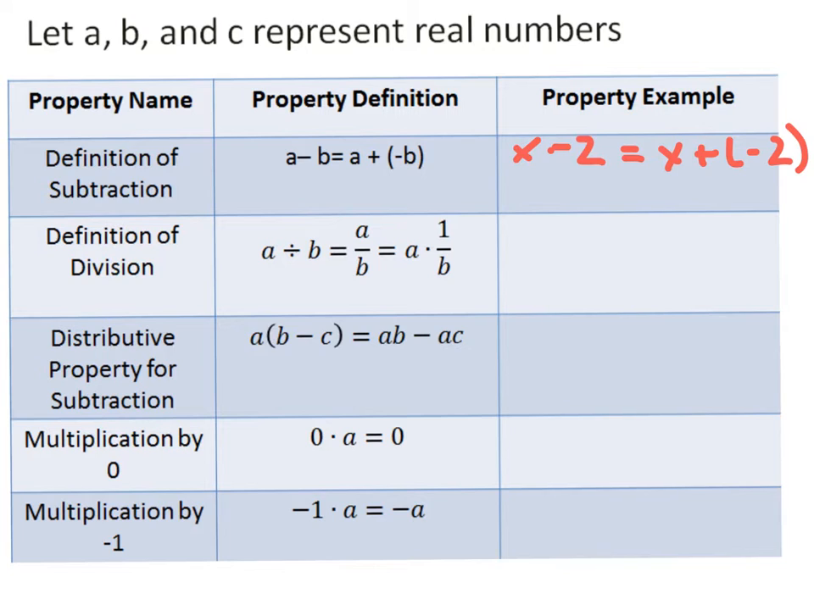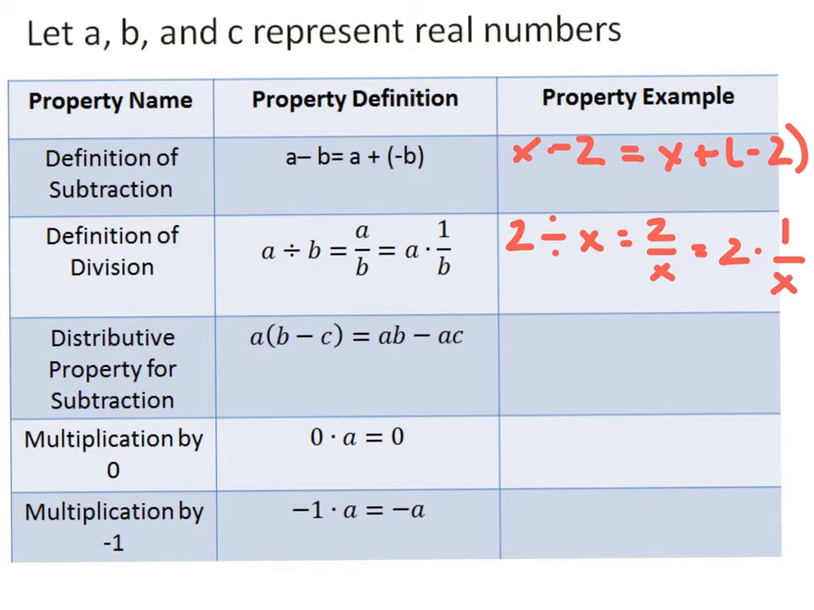The definition of division says that a divided by b equals a over b, which also equals a times 1 over b. So our example is that 2 divided by x equals 2 over x, which also equals 2 times 1 over x.